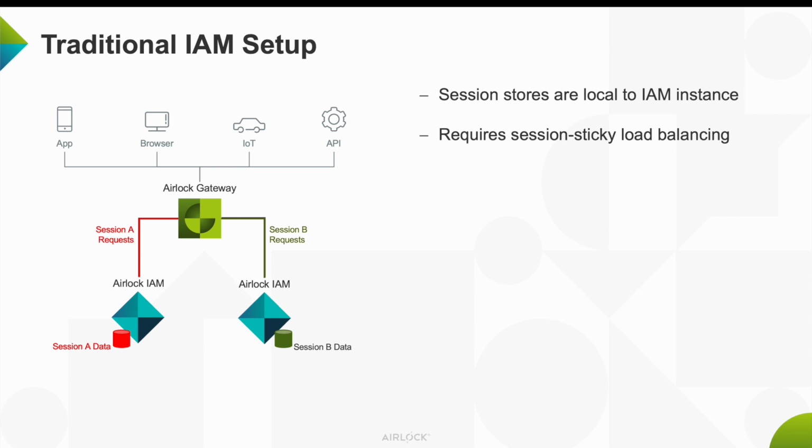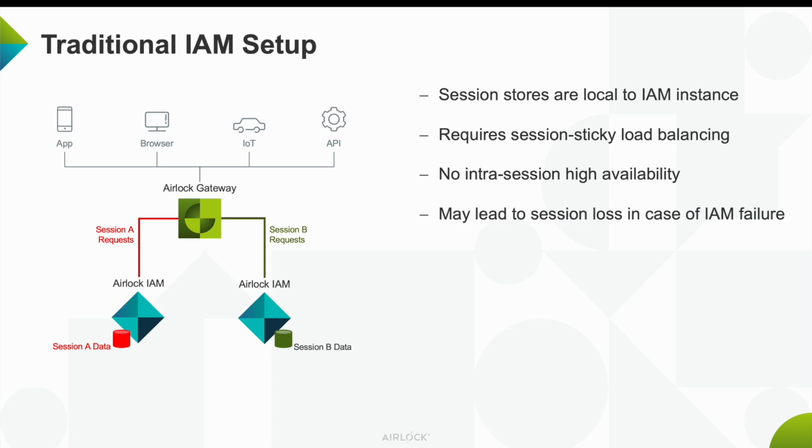But this information about sessions is not exchanged between the IAM instances. So it's necessary for Airlock Gateway to send all requests of session A to the left side and all requests of session B to the right side. So basically there is no intra-session high availability. If the left IAM goes down, session information is lost and only sessions of the right side will survive and still be available to the user.